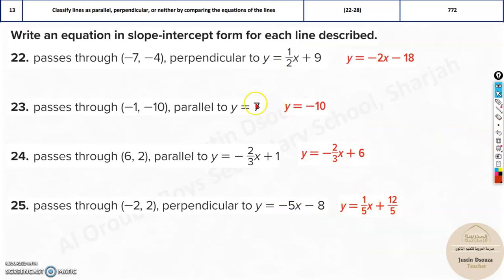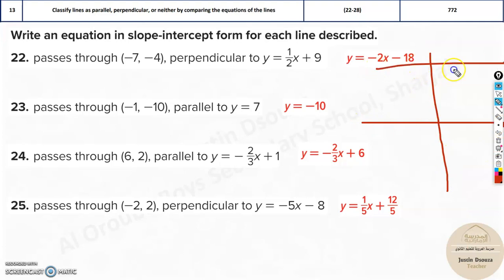Just use it. Now over here, there is no slope. It is just a y value, and that's why it's very simple. Now look at this. y is equal to 7. What does that mean? If you have the graph, y equals 7 is a straight, flat, horizontal line. Now we need to draw a line parallel to this, which passes through the point x is minus 1 and y is minus 10. So minus 10 must be the line. That's it.